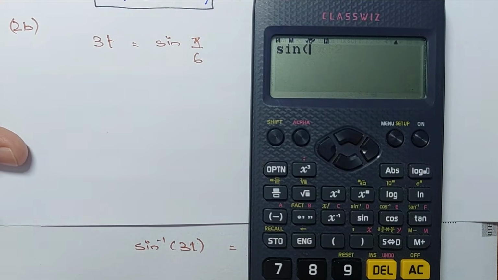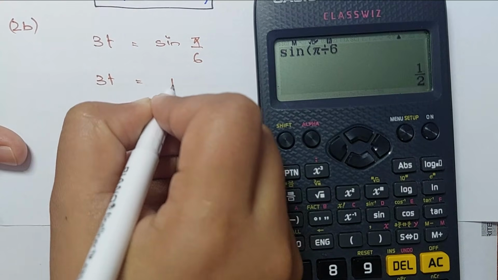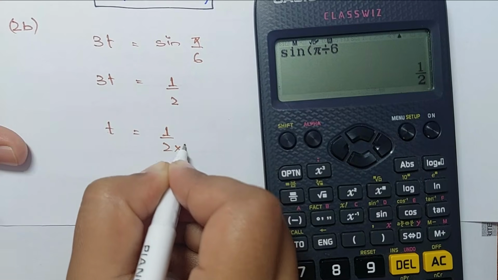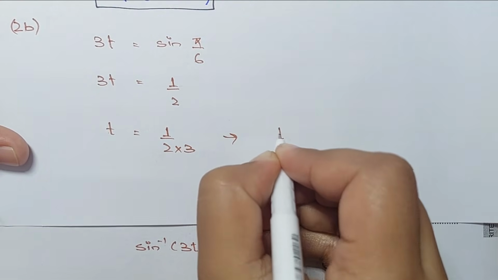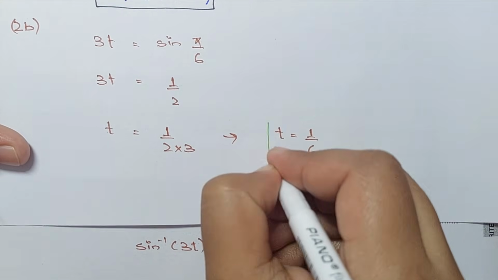What is sine pi by 6? It is 1 by 2. So 3t is equal to 1 over 2, and what is t? t would be equal to 1 by 2 divided by 3. So from here t is 1 over 6. So this is the exact value for t.